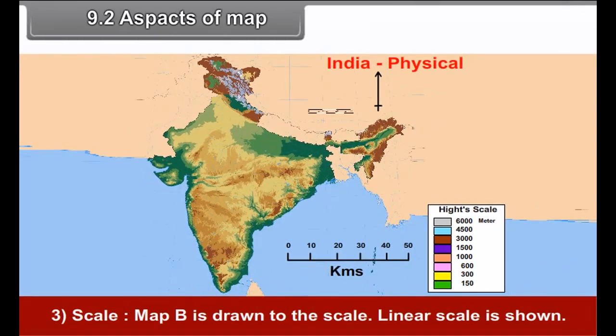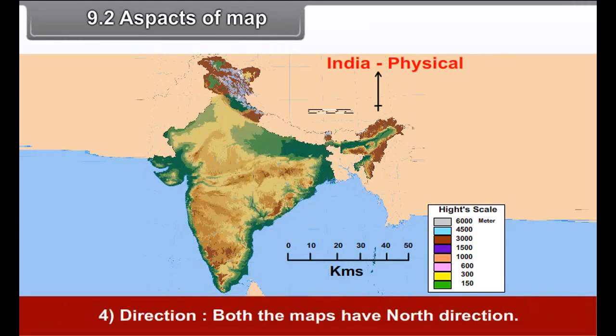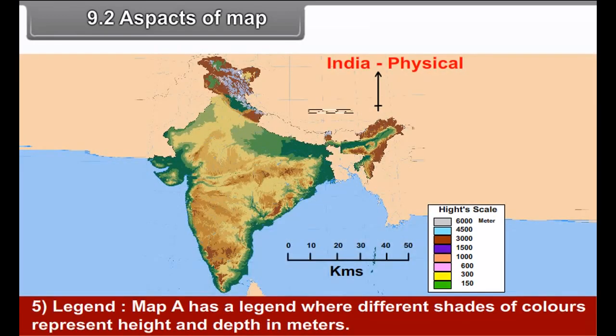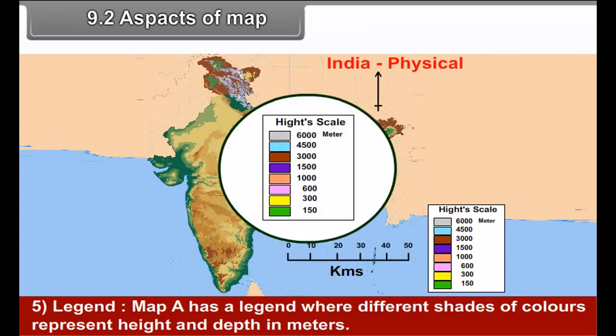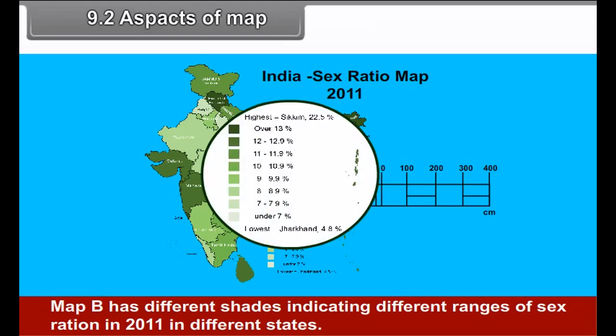3. Scale. Map B is drawn to the scale. Linear scale is shown. 4. Direction. Both the maps have no direction. 5. Legend. Map A has a legend where different shades of colors represent height and depth in meters. Map B has different shades indicating different ranges of sex ratio in 2011 in different states.